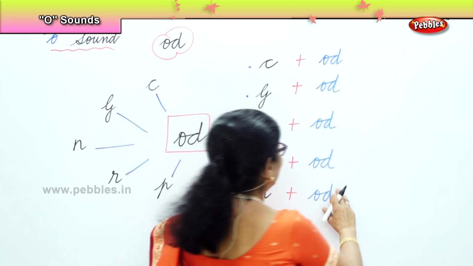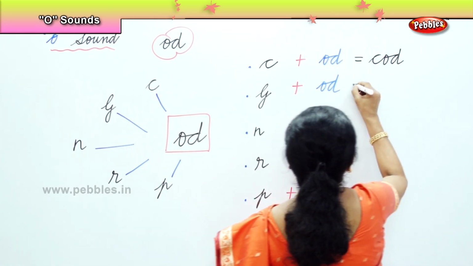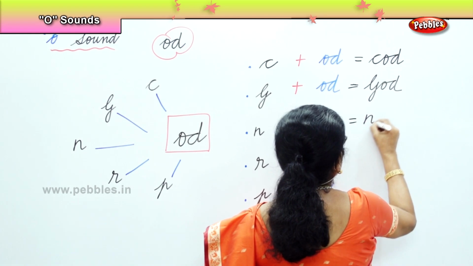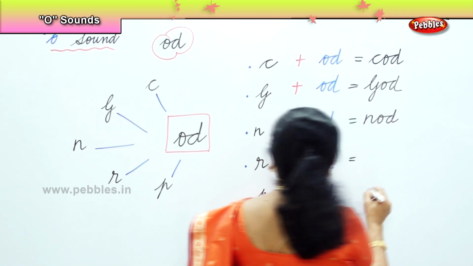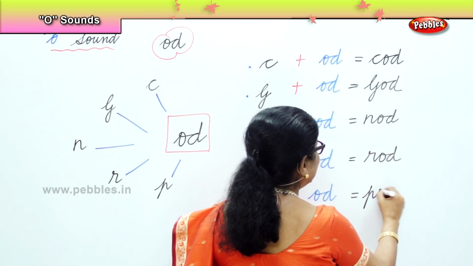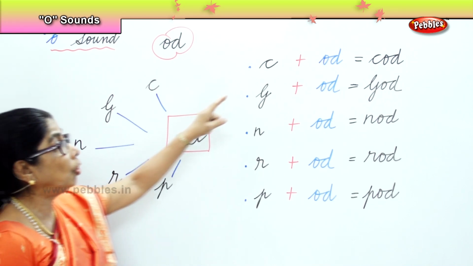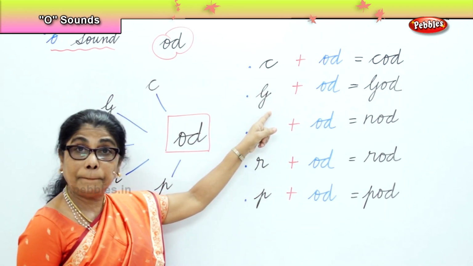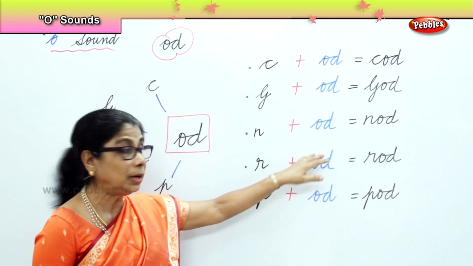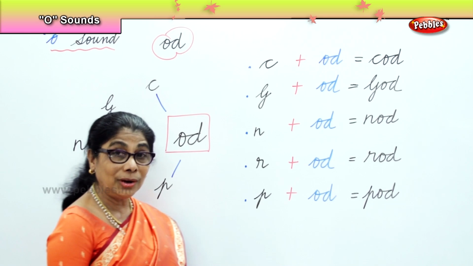Let's look at it. K plus od, cod. Cod is a fish. G plus od, god. N plus od, nod. You nod your head. R plus od, rod. And finally, P plus od, pod is a seed. K plus od, cod. G plus od, god, N plus od, nod, R plus od, rod, P plus od, pod.